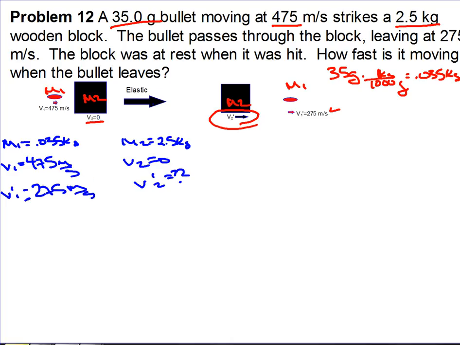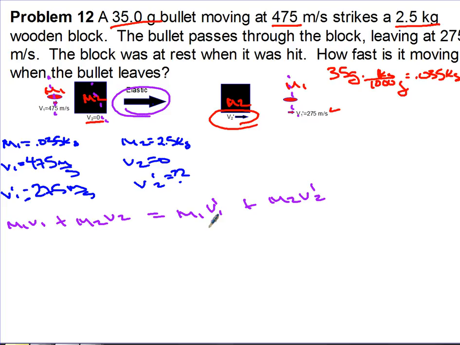Alright, now let's write out our conservation of momentum law. M1 V1, read it straight down. M1 V1 plus M2 V2 equals M1 V1 prime, now the prime, remember, means after collision, plus M2 V2 prime. I could have switched these, but I just like keeping them in order. Now let's mark out what is 0. I know V2 is 0, so that whole term becomes 0. Makes me happy to mark things out.